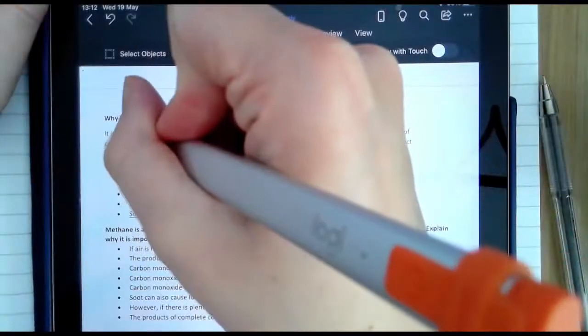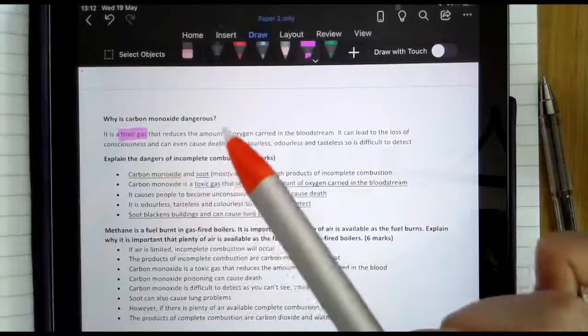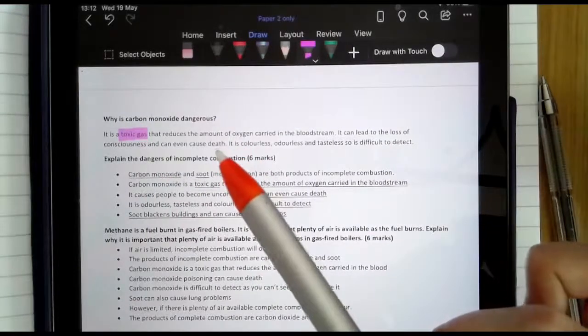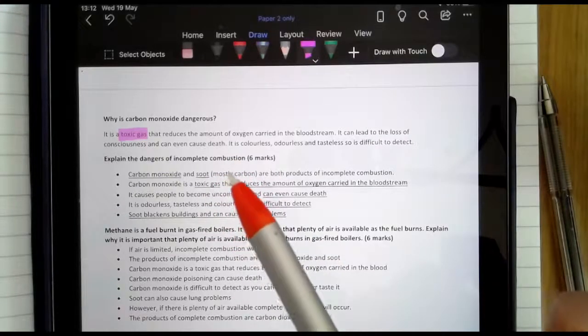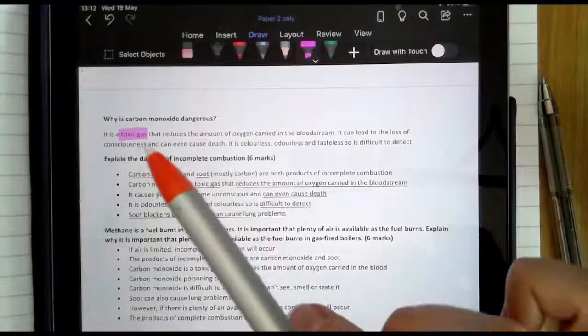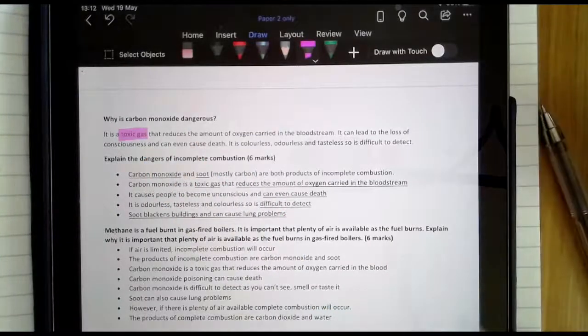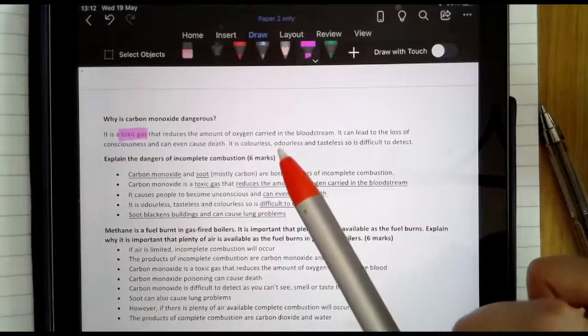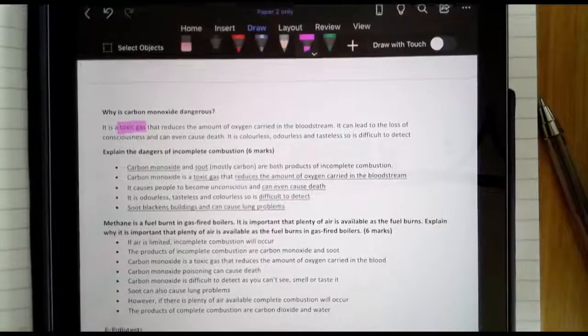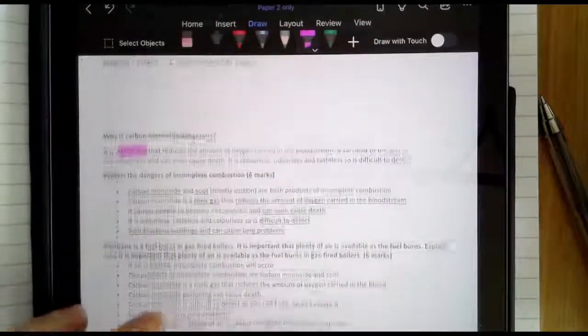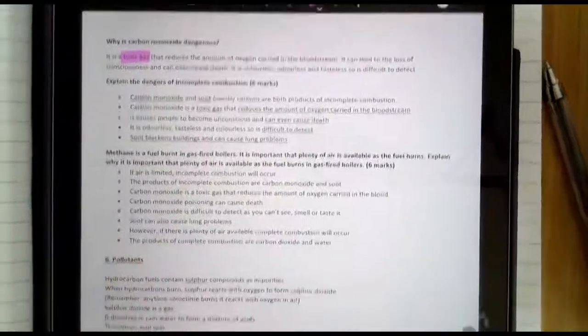Okay, and what happens is if carbon monoxide gets into your bloodstream, it stops your red blood cells carrying oxygen around the body, and you can just suffocate internally, which is not particularly nice. So you just need to know that it's a toxic gas, or it's poisonous. It's very difficult to detect because you can't see it, and you can't smell it, and you can't taste it. That's why they have those adverts on TV for a carbon monoxide alarm, because if you have a carbon monoxide leak in your home, you can't see it, smell it, or taste it, and you've no idea you're breathing in this poisonous gas until it is too late. So carbon monoxide is dangerous, therefore incomplete combustion is dangerous.